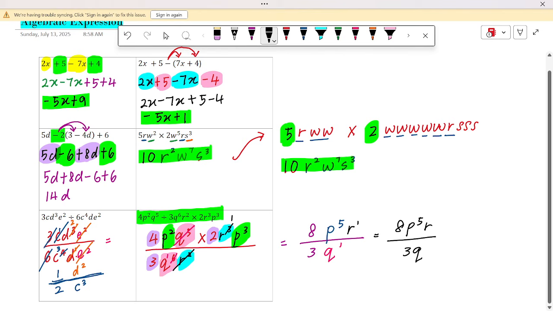That's all for algebraic expressions. Be careful when you are adding and subtracting with negatives. For times and divide, make sure you arrange them accordingly.